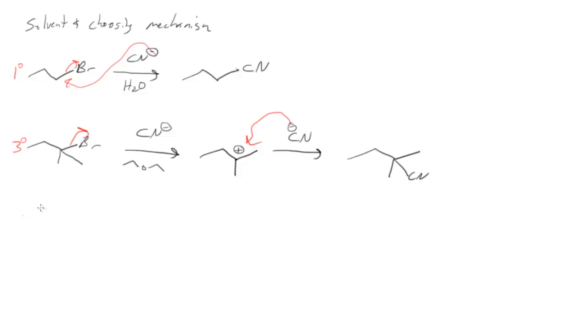So where it matters is with a secondary alkyl halide. If I have a secondary alkyl halide, now I have to look at whether or not I have a good nucleophile. So the next question after I look at that halogen is I look at the nucleophile and I say, is this a strong nucleophile? And the answer is yes, it is a strong nucleophile.